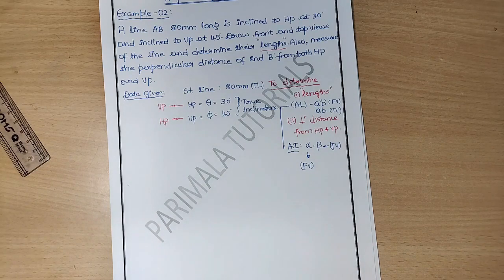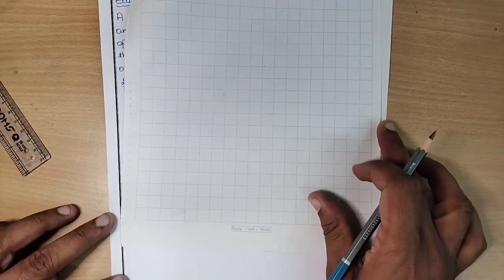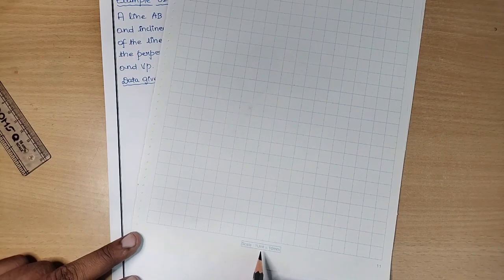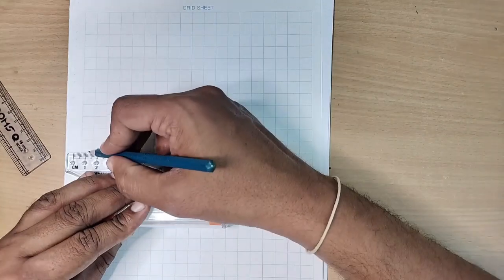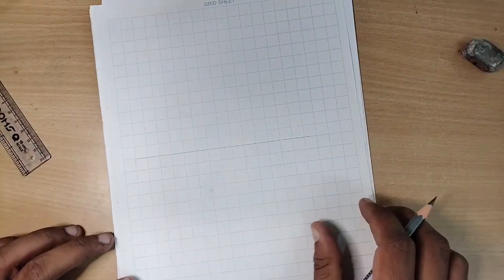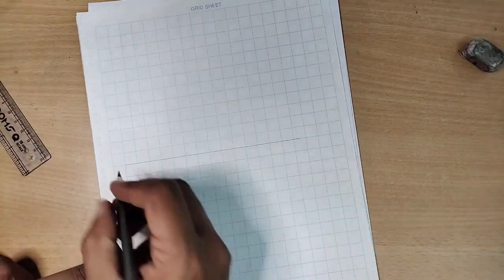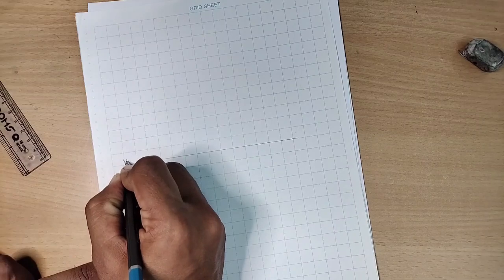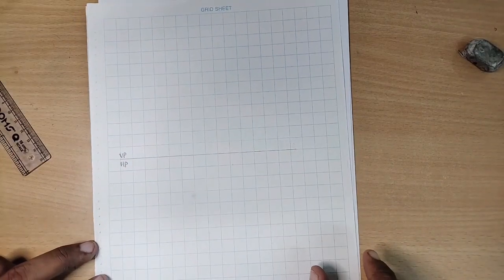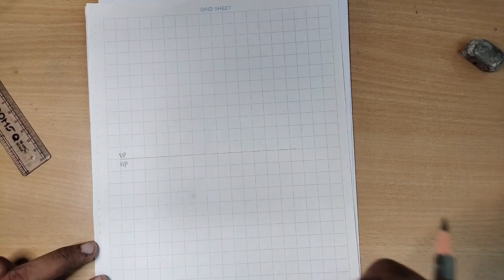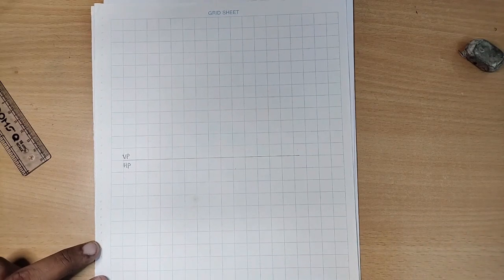I will make use of grid sheet for this purpose. The grid sheet clearly says that 1 unit is equal to 10 mm. The first thing is, let us draw the XY line. So try to keep the minimum thickness for the XY line. Let us mark this as VP, this is HP. So what is this representation? This indicates that the projection of planes is in the very first quadrant, that is above the horizontal plane and in front of the vertical plane.